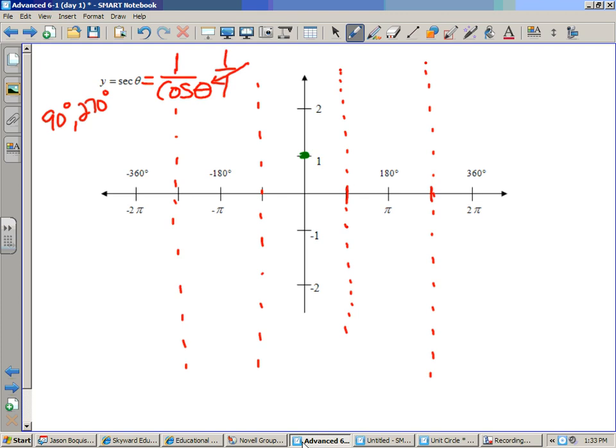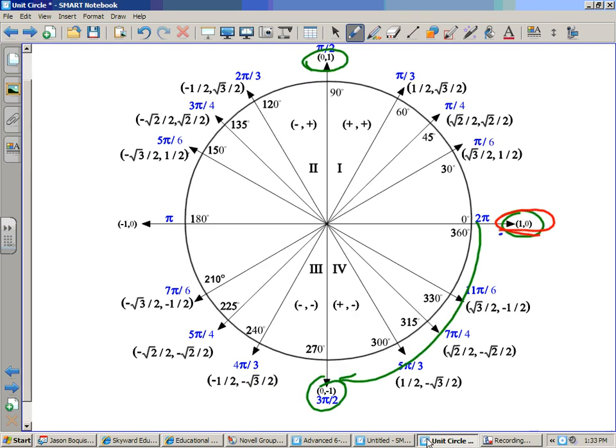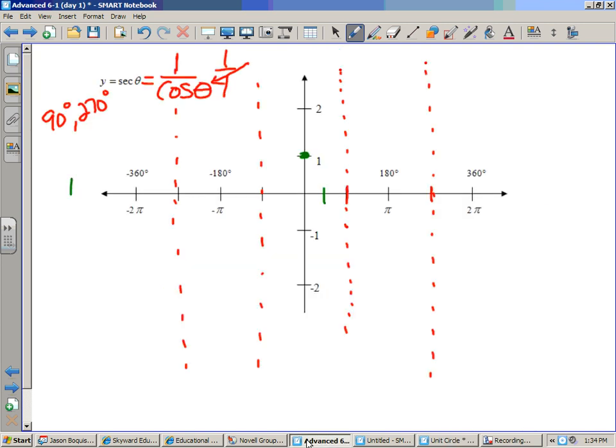Well, is it just a dot? That'd be great if it was, we'd be done. But it's not. So let's find that tick mark. What would that tick mark be? How many degrees? 45. Okay. So let's go back 45 degrees right here. What is cosine there? Square root of 2 over 2, right? But we have to do 1 over that. So we have to do 1 over square root of 2 over 2.